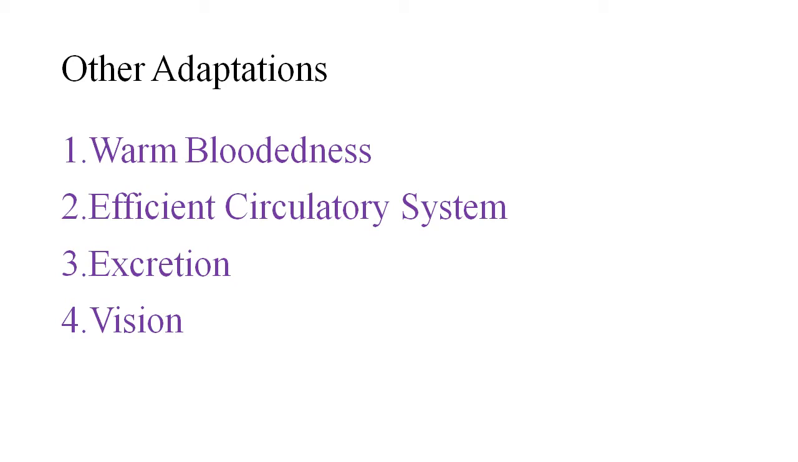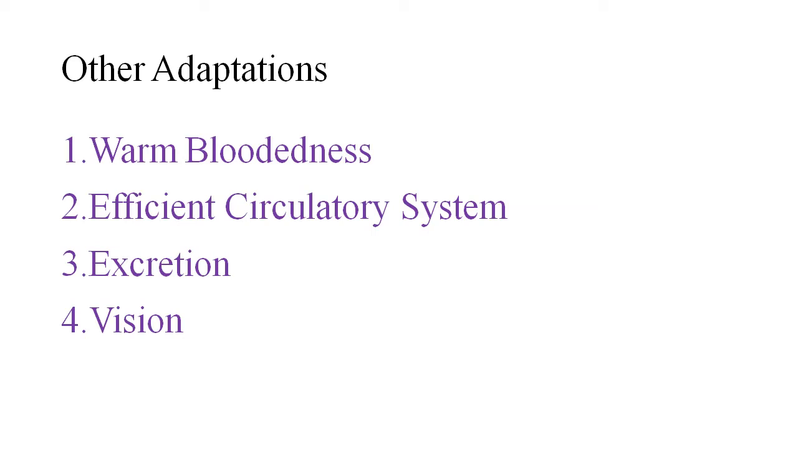One more point, there is the efficient circulatory system. Active flight requires high output of energy. High output of energy requires more oxygen. The circulatory system is highly adapted for carrying more oxygen. The blood contains a large amount of hemoglobin. Heart is large and divided into four chambers.